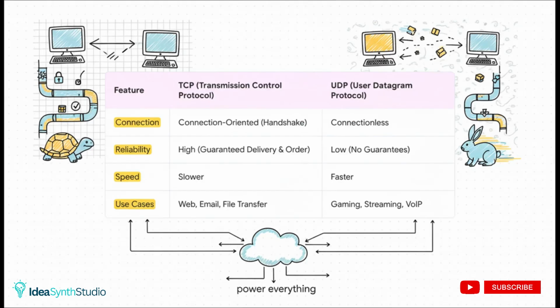So, let's wrap it all up. Sockets are the doorways to the internet, and they communicate using two main rulebooks. You have TCP, the reliable tortoise, making absolutely sure every piece of data arrives safe and sound. And then you have UDP, the fast hare, prioritizing raw speed above everything else. From your web browser to your favorite online game, this fundamental duo powers almost everything you do.